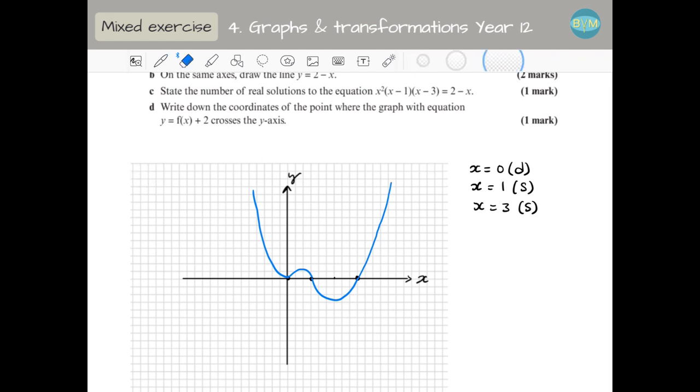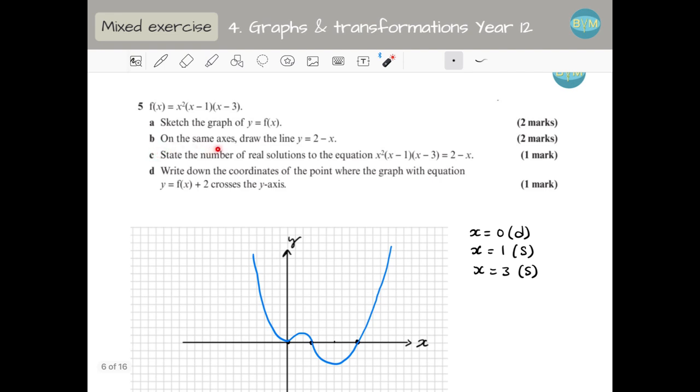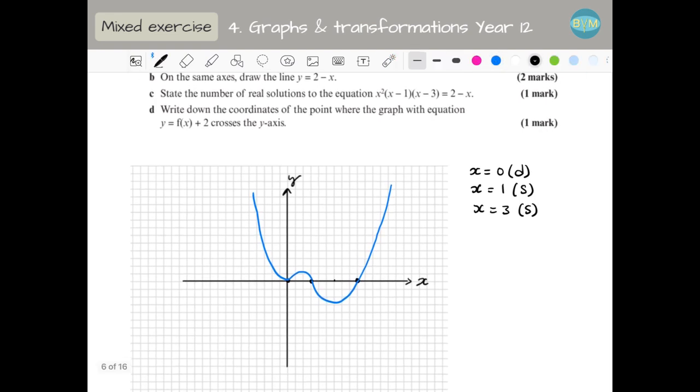Then the second part says, on the same axis, draw the line y equals 2 minus x. 2 minus x is a straight line, gradient is minus 1, y-intercept is 2. So if this is 1 and this is 3, 2, so more or less 1, 2. The y-intercept could be this one, and the gradient is like minus 1. So something like this, so this is 2.